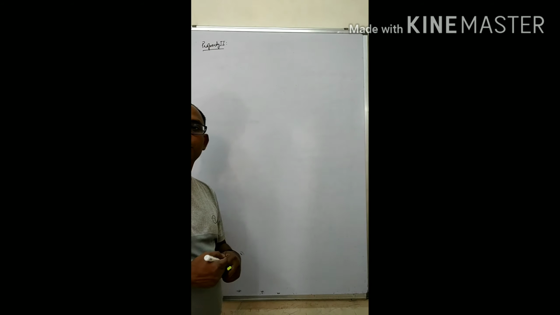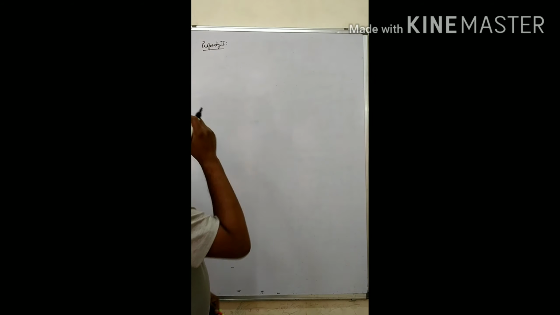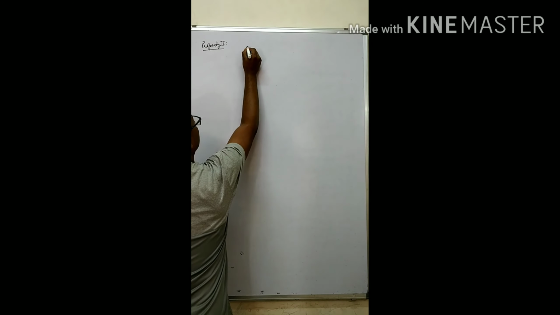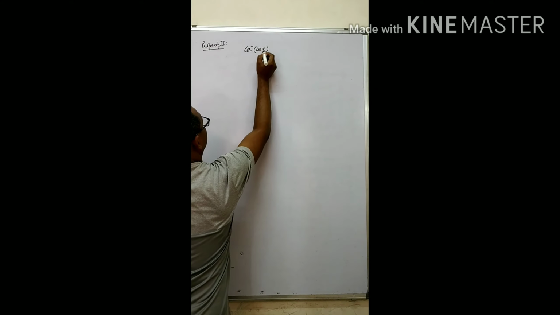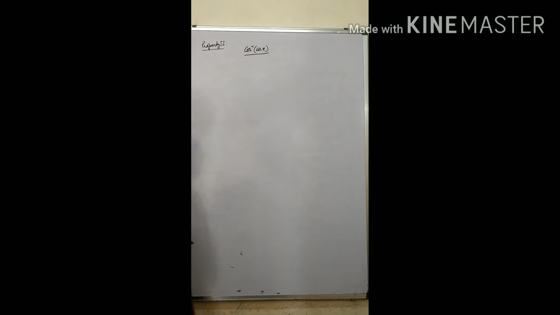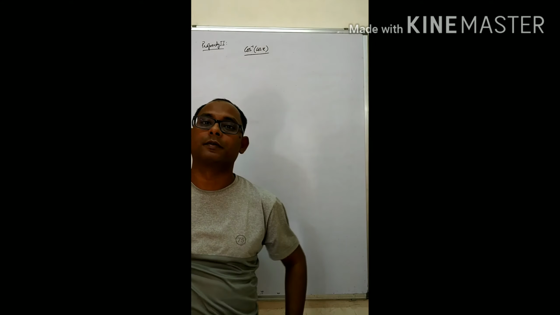We'll continue from yesterday's class, property 2. Today we are going to discuss how the graph of cos inverse of cos x looks in different intervals. Okay, so let us discuss.